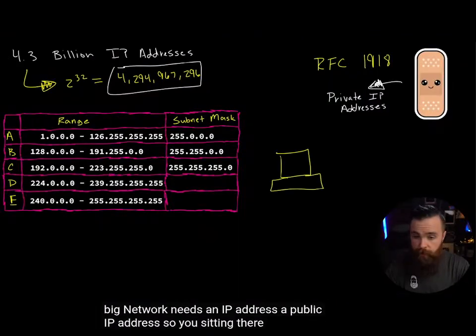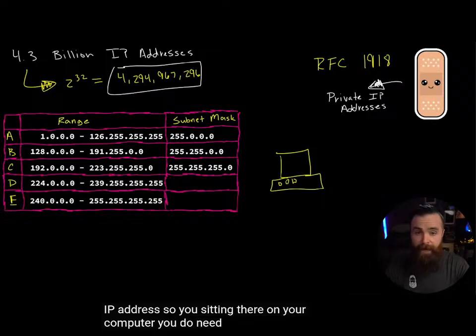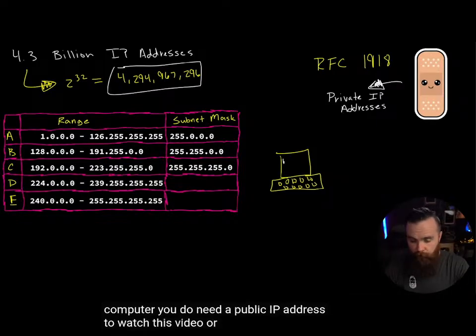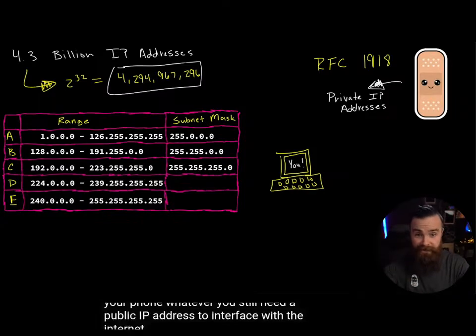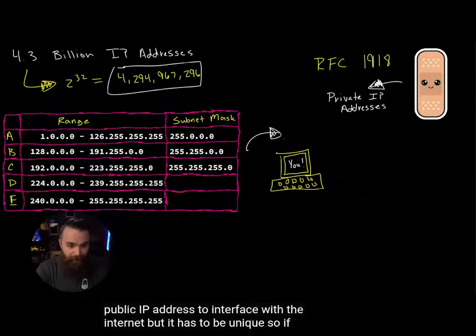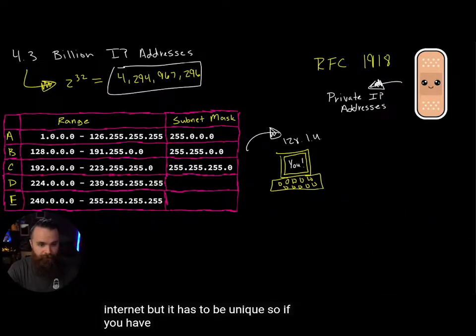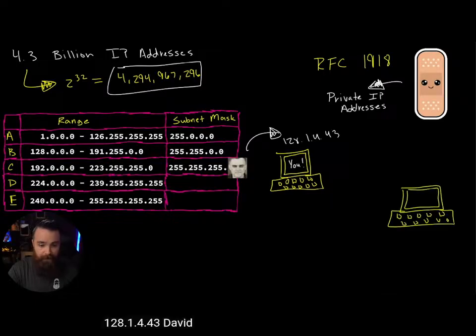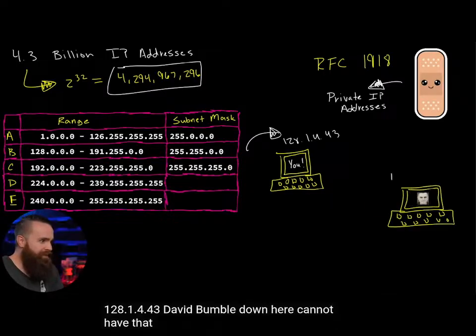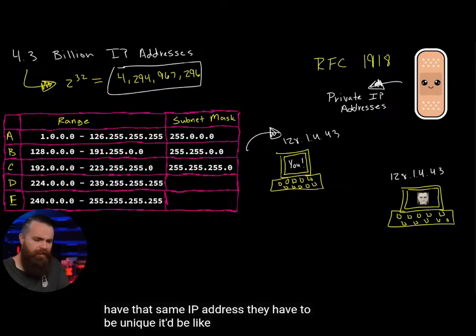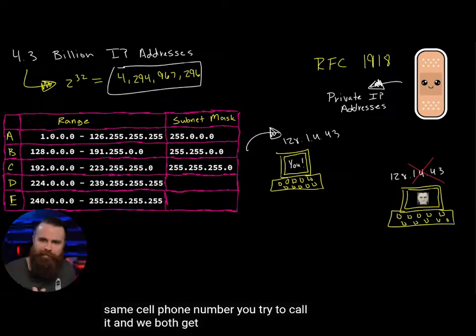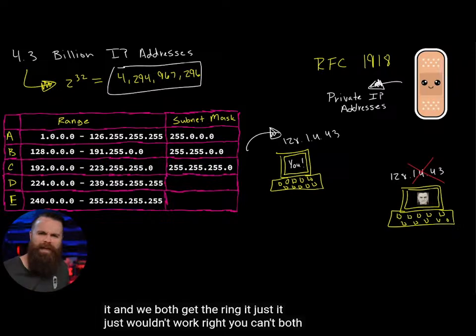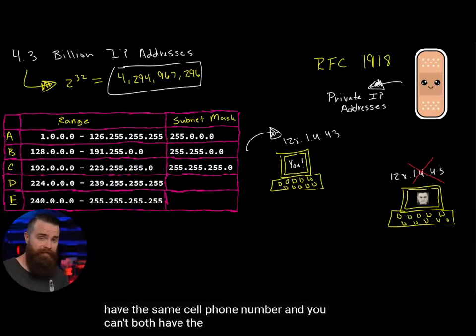So you, sitting there on your computer, you do need a public IP address to watch this video. Or maybe on your phone, whatever. You still need a public IP address to interface with the internet. But it has to be unique, so if you have 128.1.4.43, David Bombal down here cannot have that same IP address. They have to be unique. It'd be like us having the same cell phone number. You try to call it and we both get the ring. It just wouldn't work, right? You can't both have the same cell phone number, and you can't both have the same public IP address.